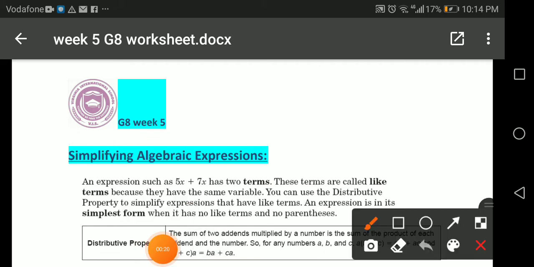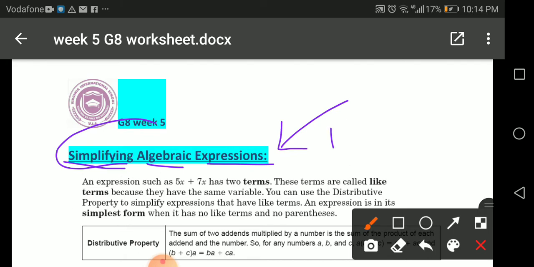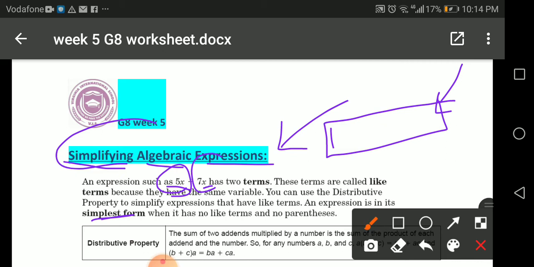So, we have here what this lesson is called: simplifying algebraic expressions. What's simplifying? To make the expression in the simplest form. So if we have this example, 5x plus 7x, how many terms do we have? We have two terms. Are they like or unlike? They are like terms.